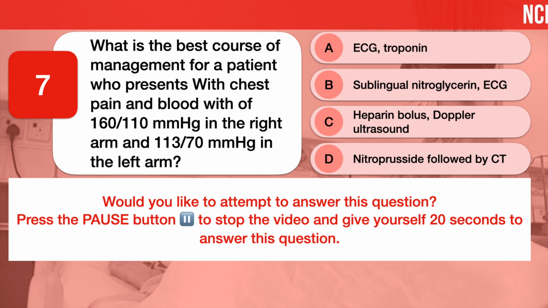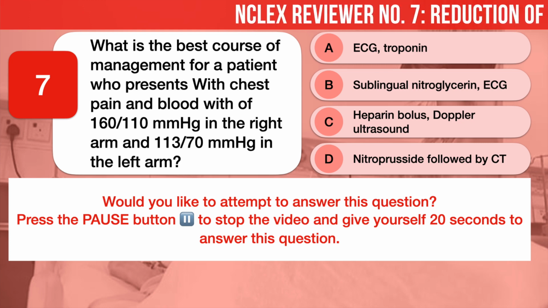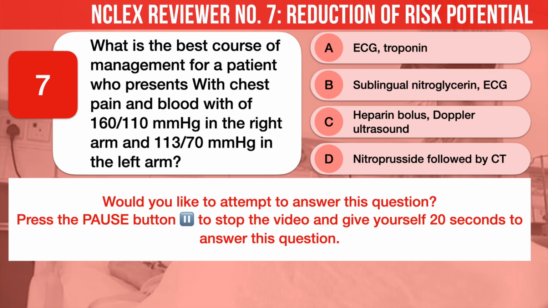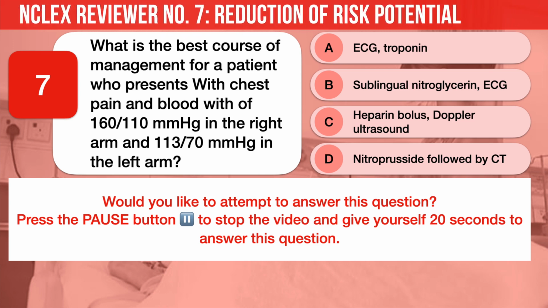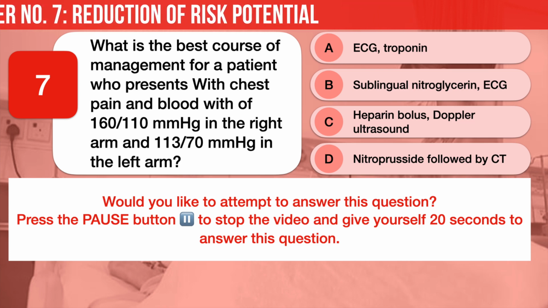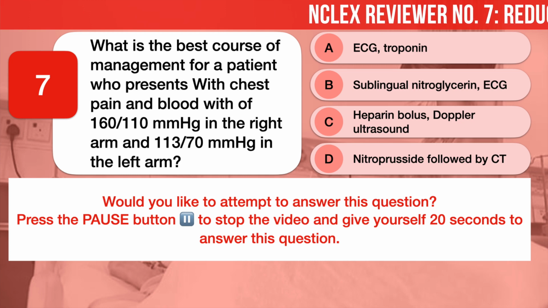Question number 7. What is the best course of management for a patient who presents with chest pain and blood pressure of 160/110 mm of mercury in the right arm and 113/70 mm of mercury in the left arm? A. ECG, troponin. B. Sublingual nitroglycerin, ECG. C. Heparin bolus, Doppler ultrasound. D. Nitroprusside followed by CT.